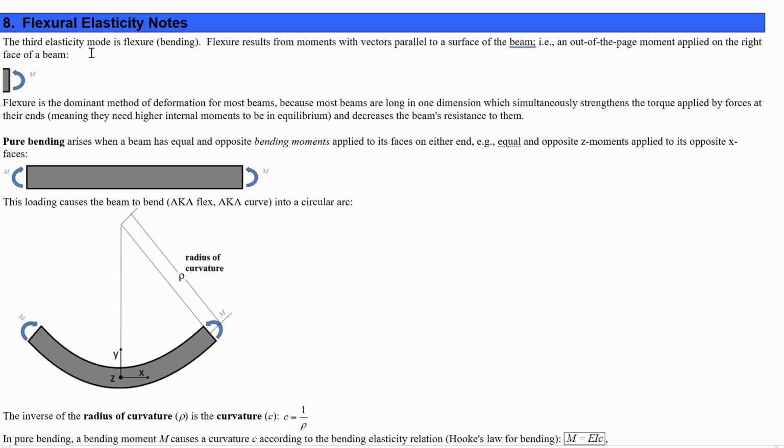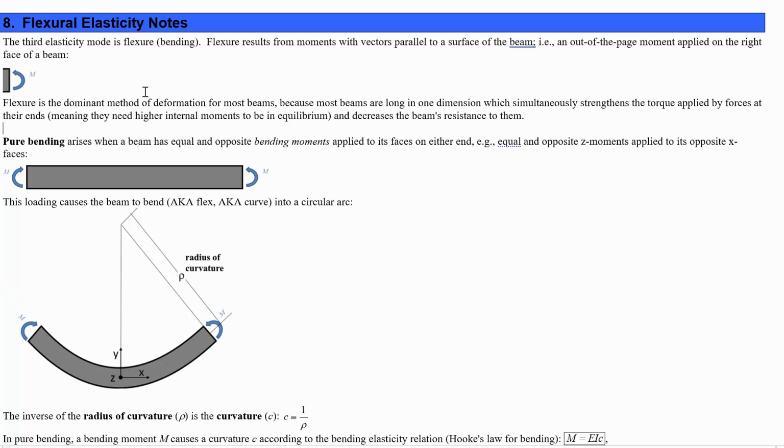Hello and welcome to EP2P04 topic number 8, Flexural Elasticity. This is the third elasticity topic we're going to deal with, and it is the response of a beam to bending moments, which are moments about the ends of the beam that cause the beam to go from this kind of a shape to this kind of a shape.